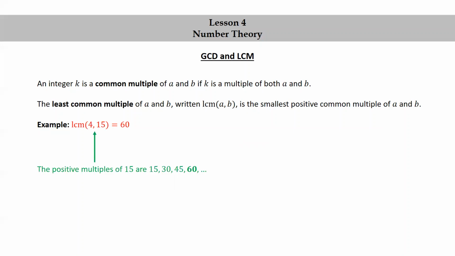The LCM of 4 and 15 is 60. Right? Because the positive multiples of 15 are 15, 30, 45, 60, and so on. And 60 is the first number in this list that is also a multiple of 4.